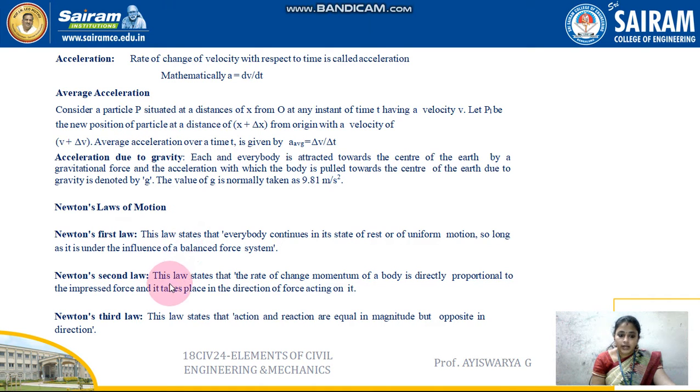And Newton's second law means F is equal to ma: the rate of change of momentum of a body is directly proportional to the impressed force, and it takes place in the direction of the force acting on it. And the third law, we already knew, says that action and reaction are equal in magnitude, meaning for every action there will be an equal and opposite reaction.